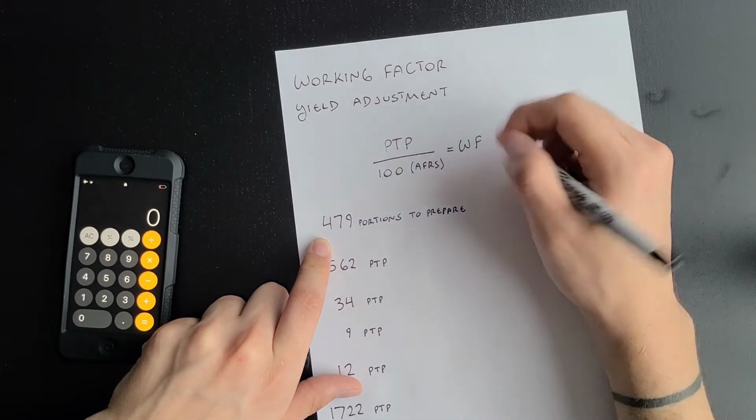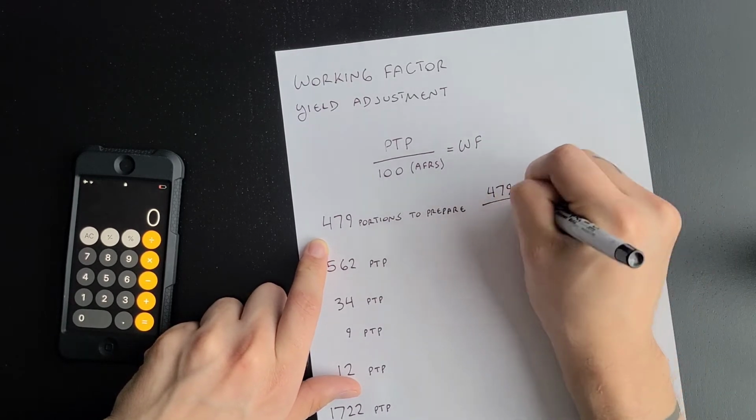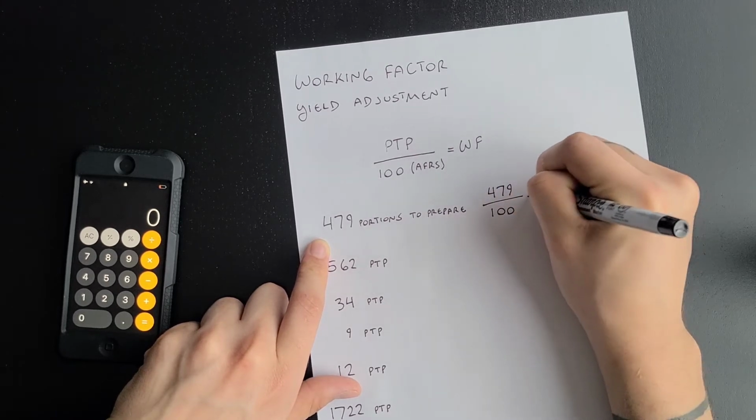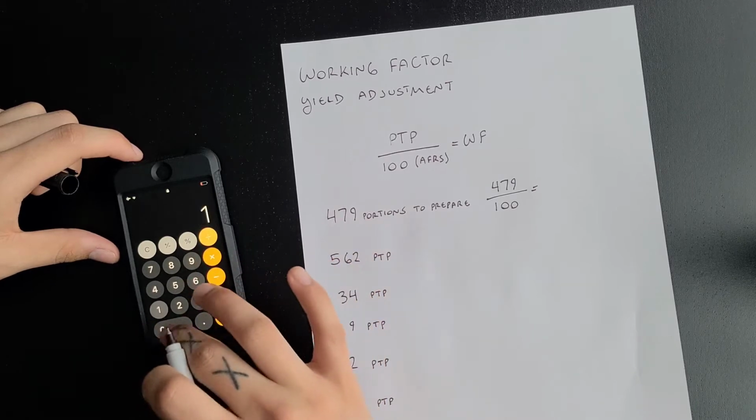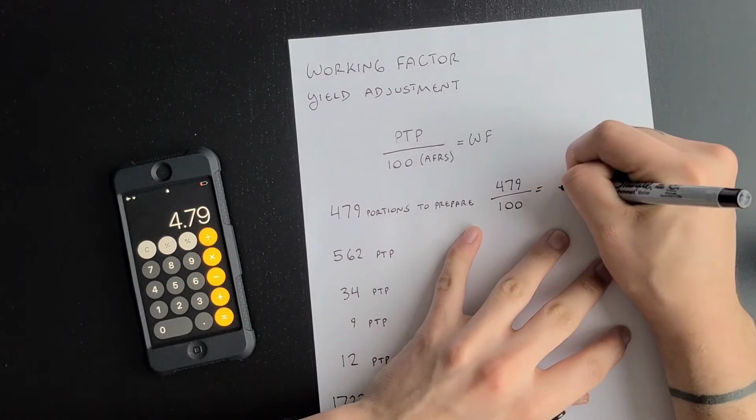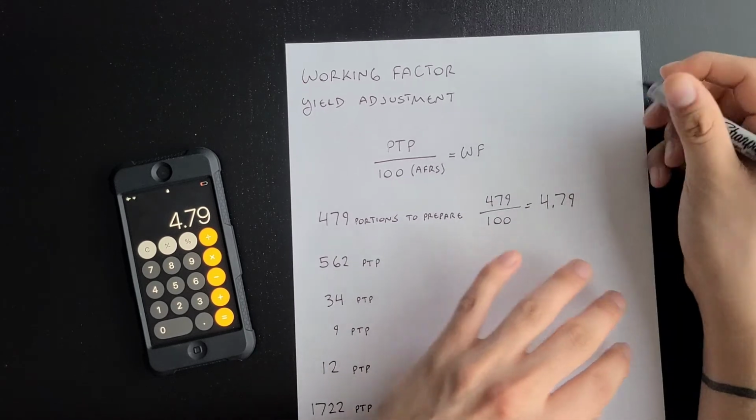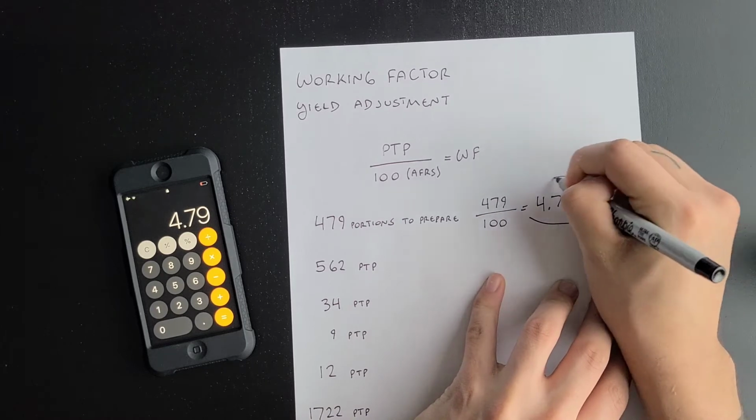So all you got to do is 479 divided by 100. So 479 divided by 100, that equals 4.79. So this is your answer. This is your working factor.